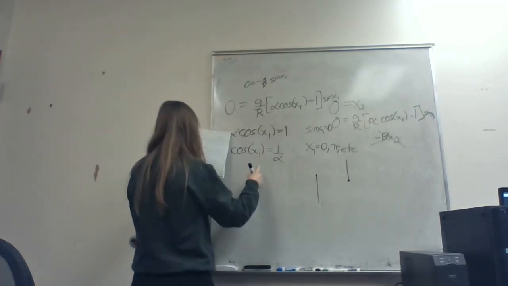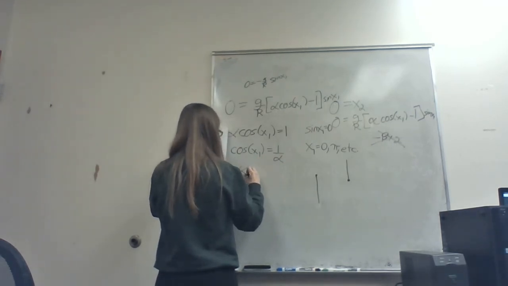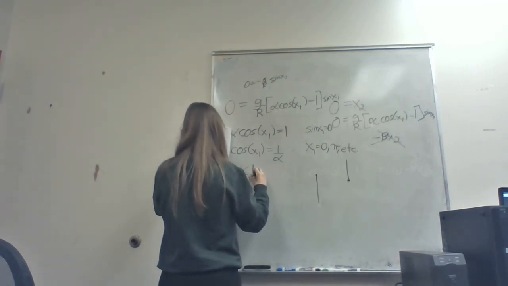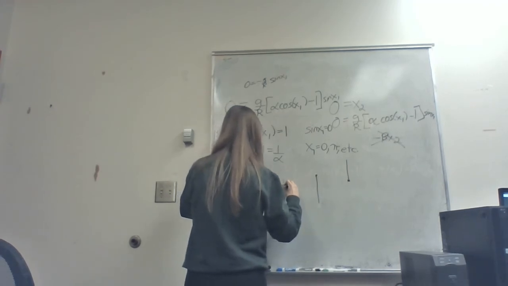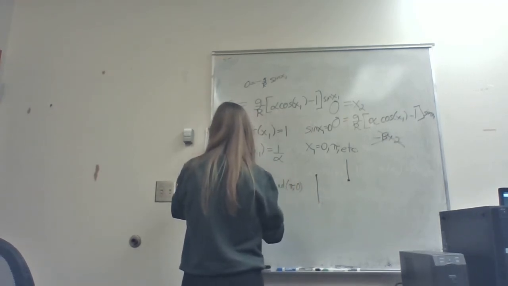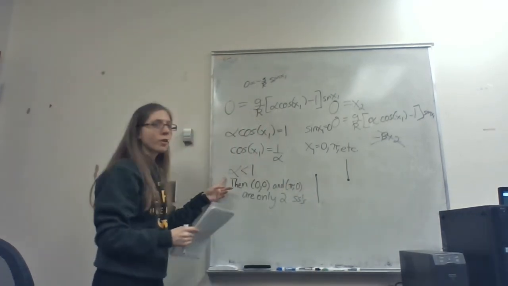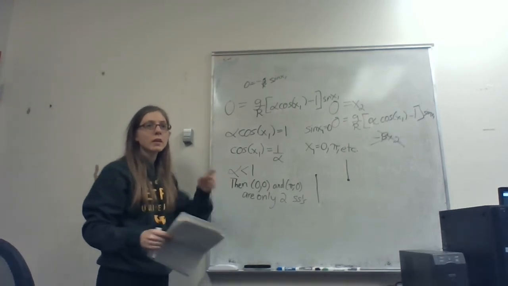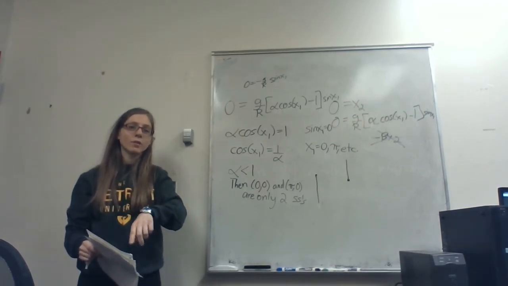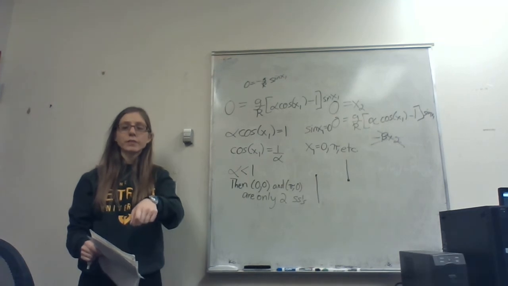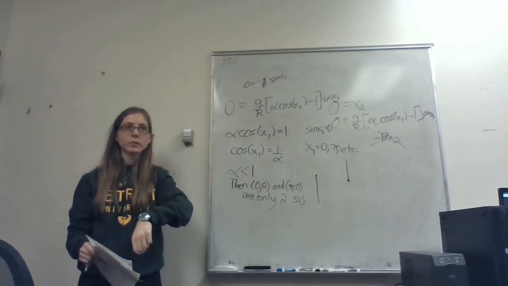So this says that for certain values of alpha, if alpha is less than 1, then 0, 0 and pi, 0 are the only two steady states. So I'm rotating too slow to make a new steady state. If I rotate too slow, that pendulum is going to swing a little and go back to the origin. I'm not providing enough centripetal force to make its own new equilibrium that's not at 0.